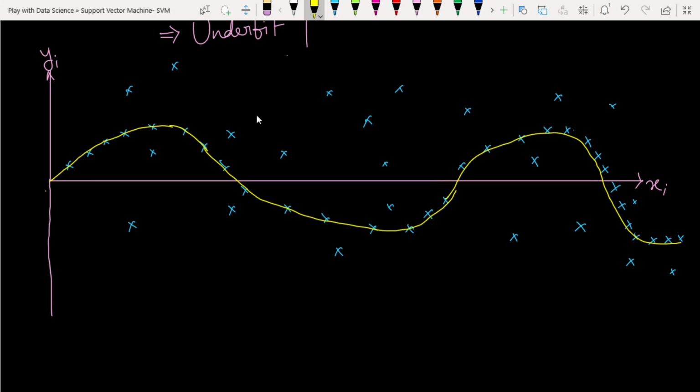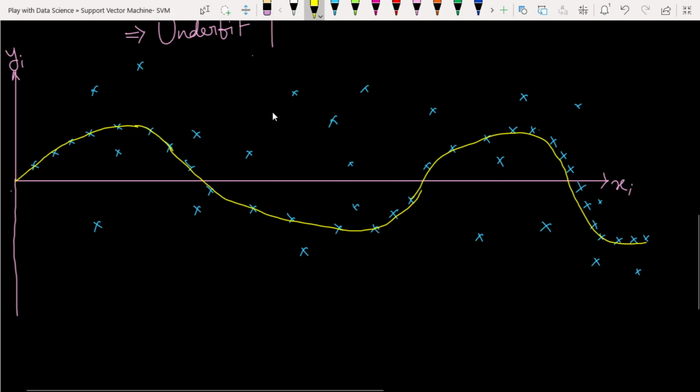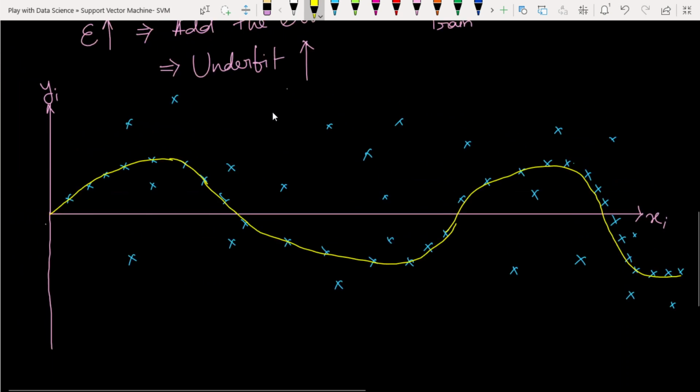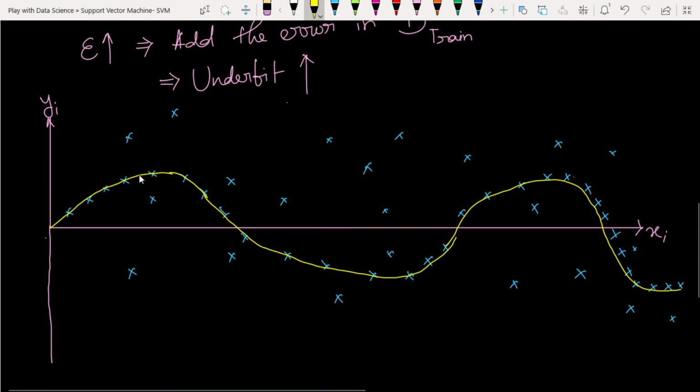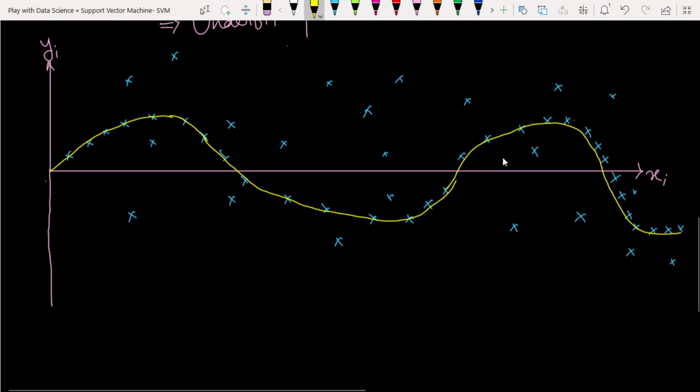If we are using this model, that is kernel SVR plus hyperparameter tuning, then according to our model, this will be our best regression line. Now, suppose I draw one thing. Let's take our original true regression line to be this one.